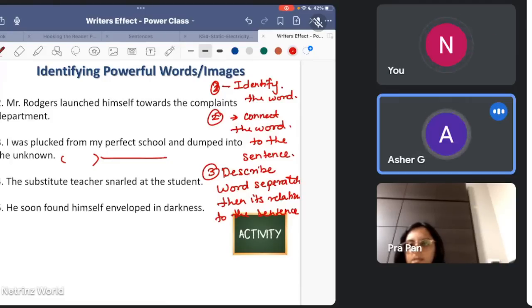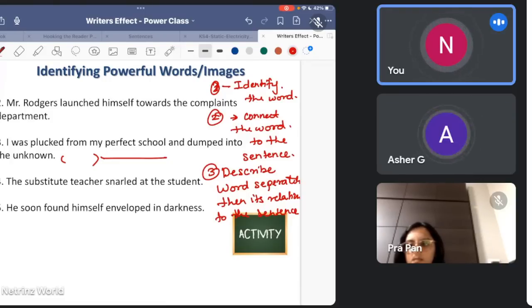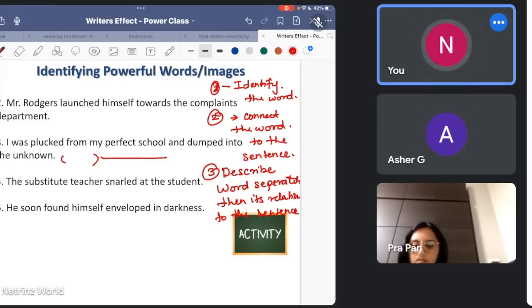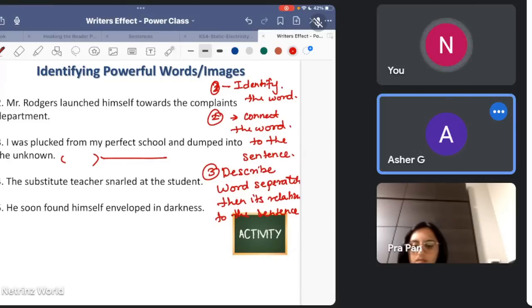Yes, ma'am. Can you guys please jot it down? No, not jot it down. Just type it here in the chat. Describe the effects created by the writer in this particular sentence. Sentence 3, the third one. Yeah, of course.